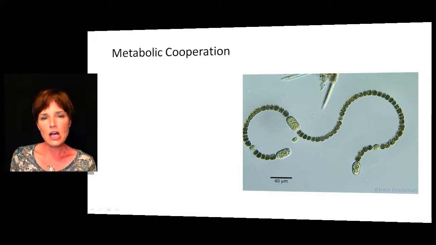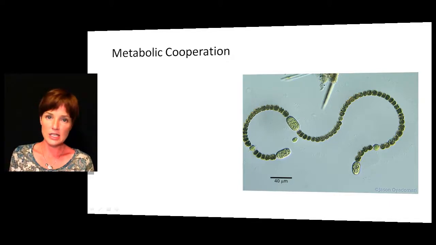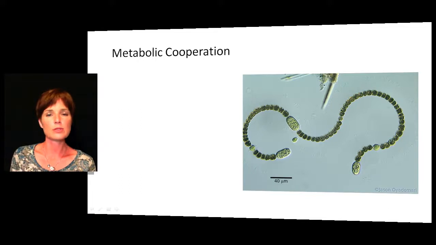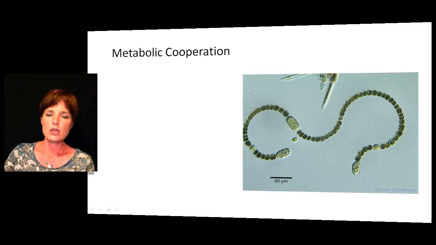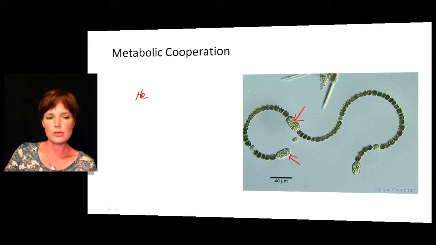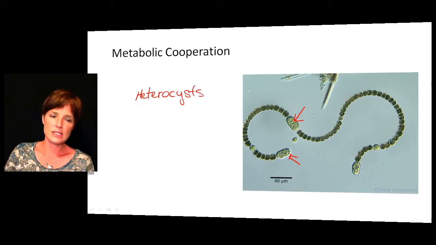When they live in a colony, the different cells of the colony can specialize for different aspects. That's what we're seeing in this particular slide. This is a cyanobacteria, and this particular one is able to perform photosynthesis. It's also able to fix nitrogen. There are specialized cells, which are the larger ones that you're seeing here, and these are what we call heterocysts. What these specialized cells do is they fix nitrogen.